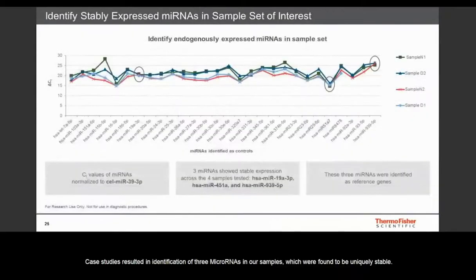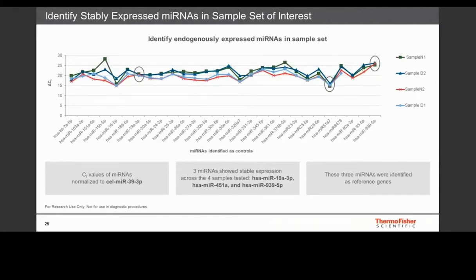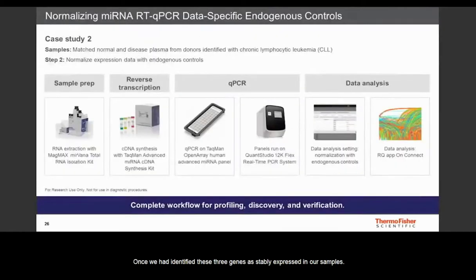This case study resulted in identification of three microRNAs in our samples, which were found to be uniquely stable. So these were hsa-miR-19a-3p, hsa-miR-451a, and hsa-miR-939-5p. Once we had identified these three genes as stably expressed in our samples, we used them as our reference genes in the sample set that was earlier run through the OpenArray platform. And this time, instead of choosing global mean normalization for data analysis, we chose endogenous controls and picked the three genes which were earlier identified as our normalizing genes.